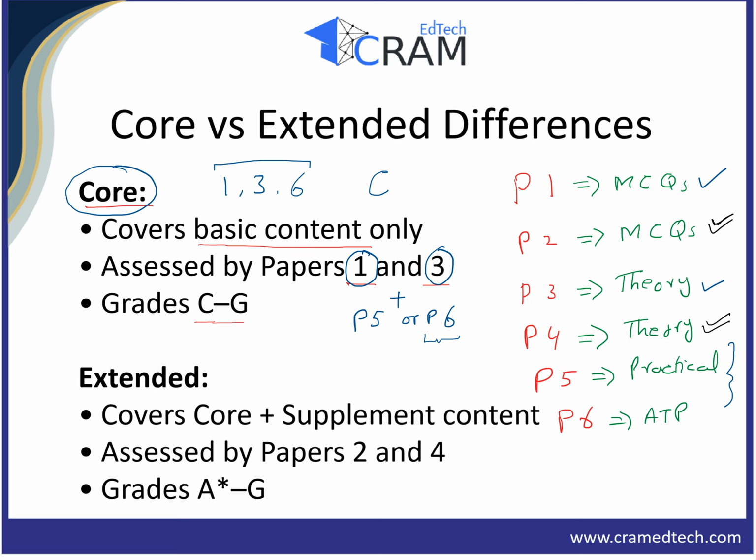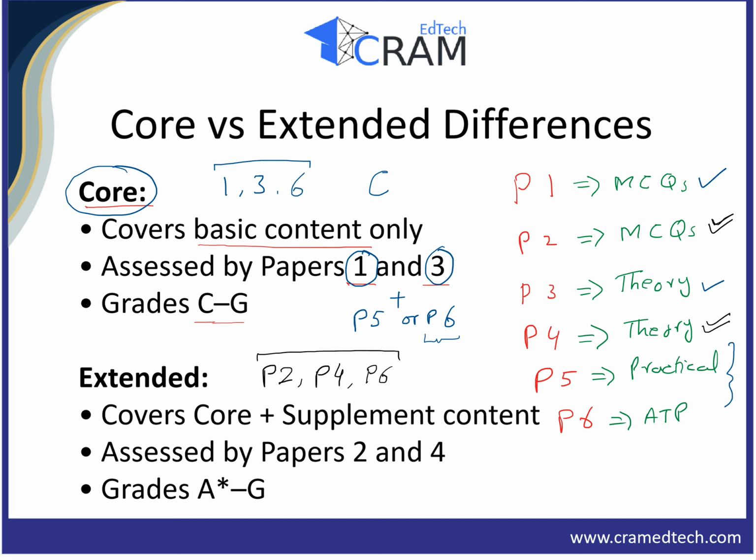Then same like core students, you have to choose one of the papers, either paper 5 or paper 6. This is common for core and extended students. It means if you are writing the extended assessment, you have to appear for paper 2 multiple choice, then paper 4 theory structured questions, then either paper 5 or paper 6. But as I told you, most of the schools are adopting paper 6. So it means P2, P4, P6 you have to write when you're writing the extended examination.